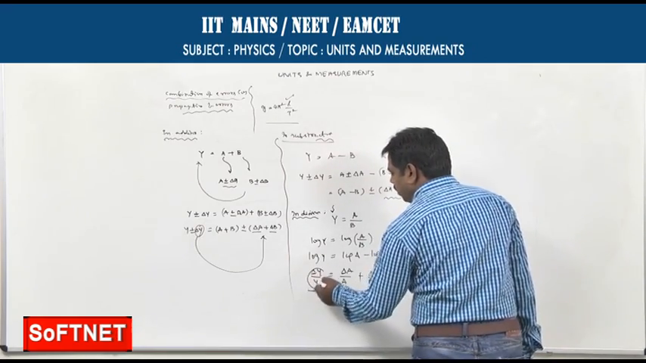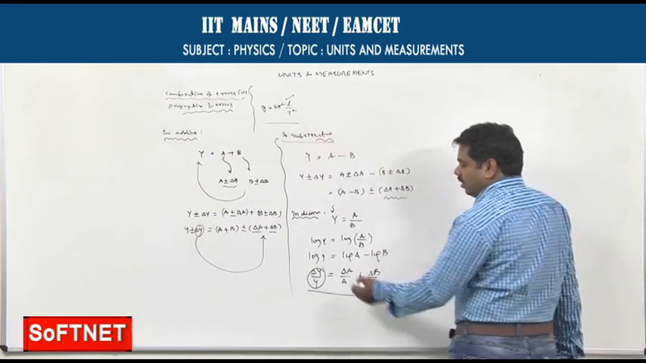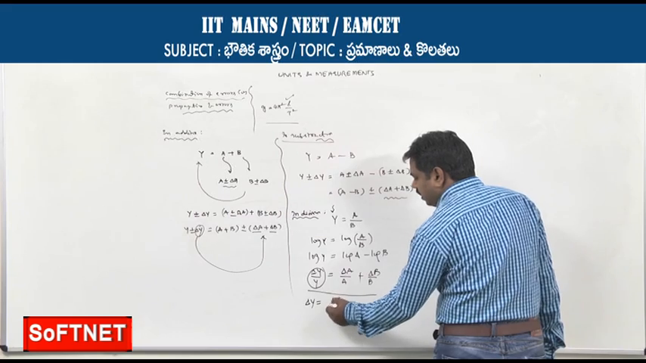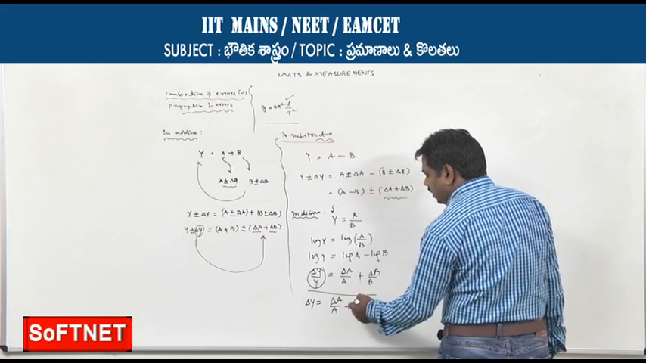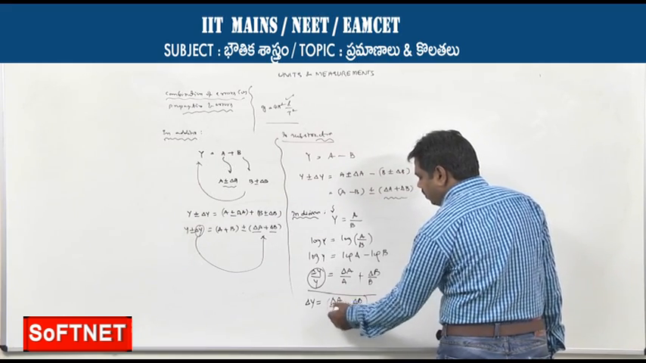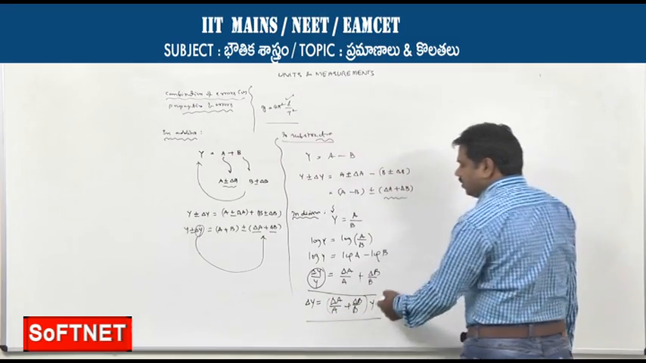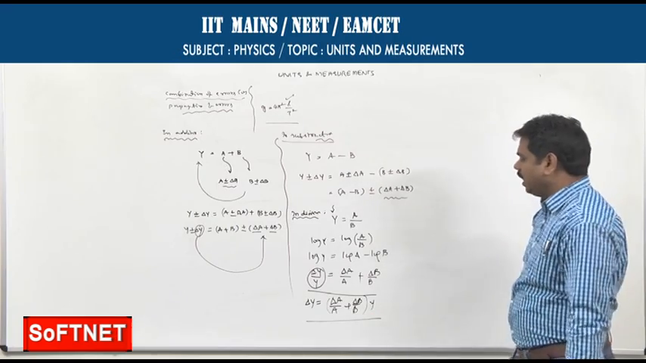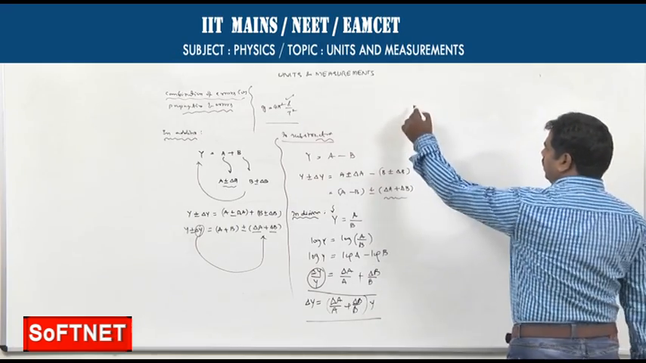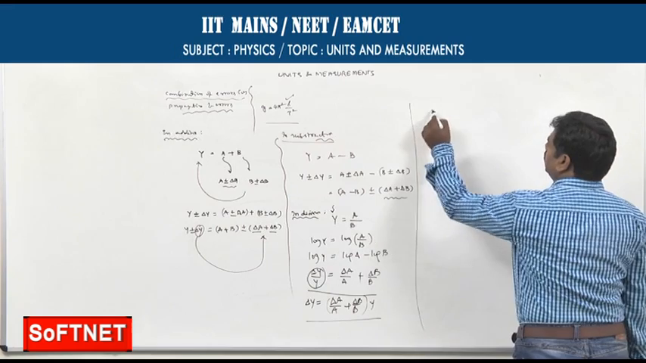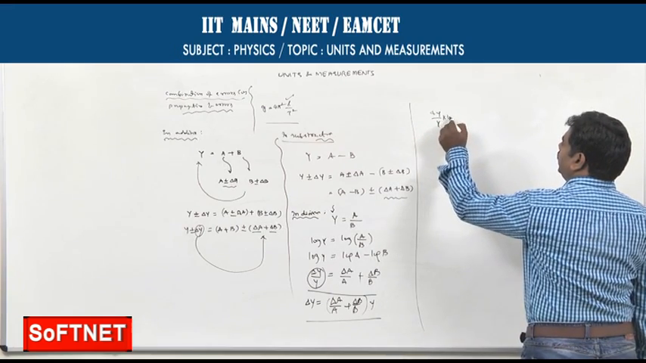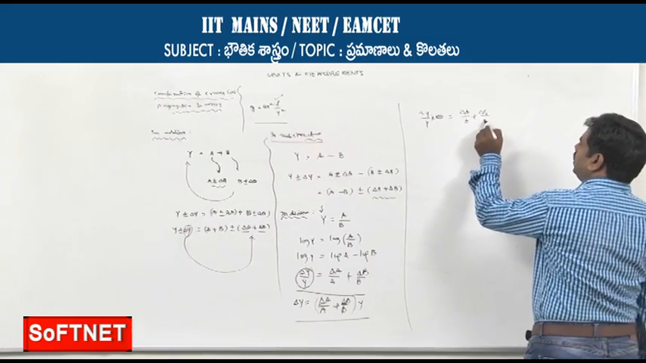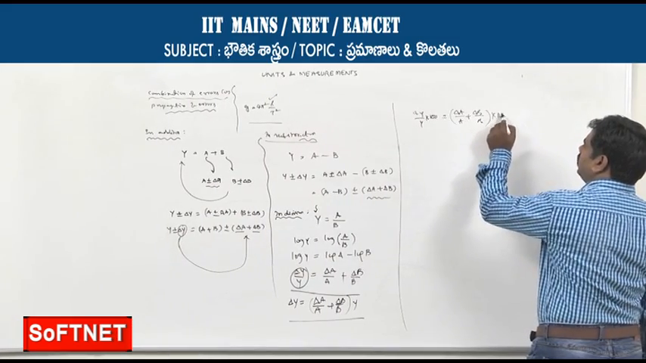So this, we already know, is the relative error. Then the absolute error in the measurement of Y is simply delta A by A plus delta B by B, into Y. This gives the absolute error in the measurement of Y. And of course from this we can find the percentage error also, that is delta Y by Y into 100 is equal to delta A by A plus delta B by B into 100.